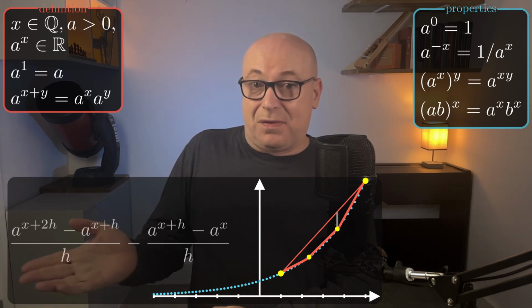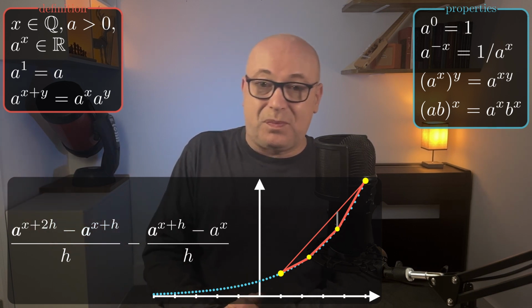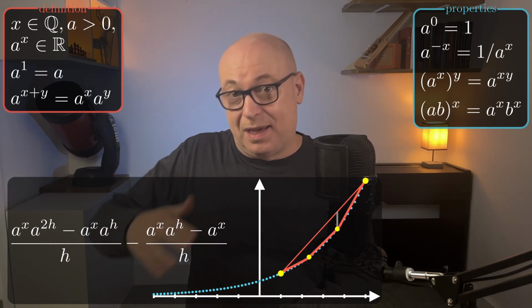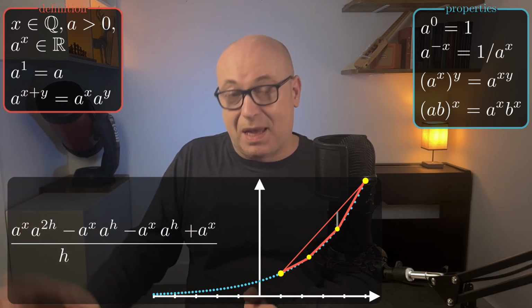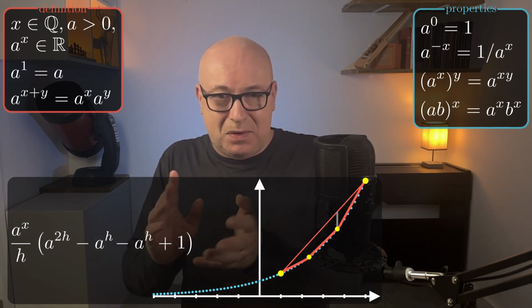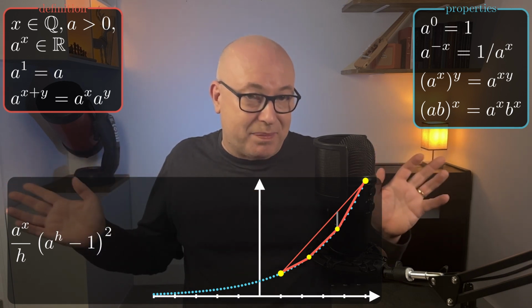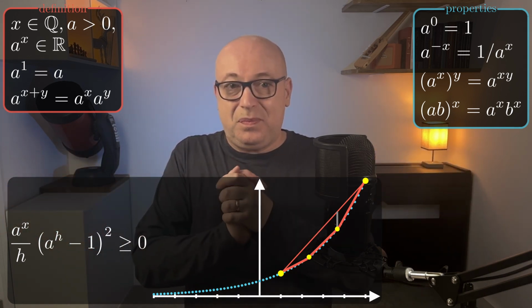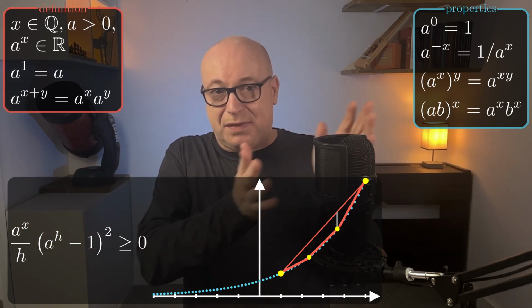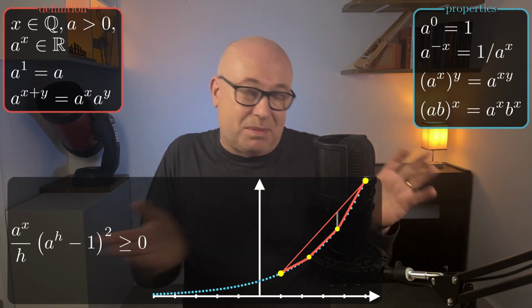The difference of successive gradients for some spacing h. We can just rearrange this, extract out some common terms of a to the power of x over h, and the remaining terms, let's rearrange them a little bit, and we see that it's a square, so it's non-negative. The difference of successive gradients is non-negative, so they're increasing, as suggested in the plot.